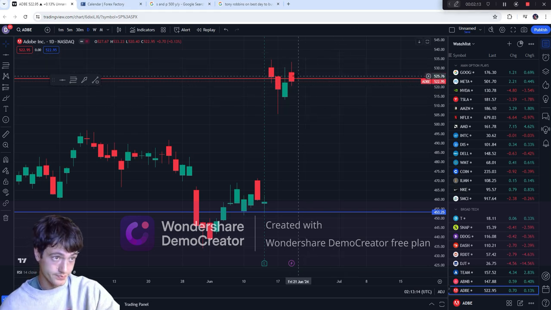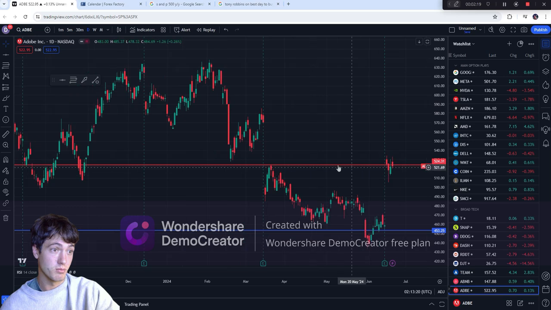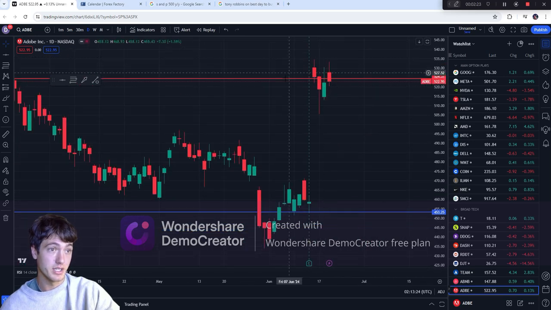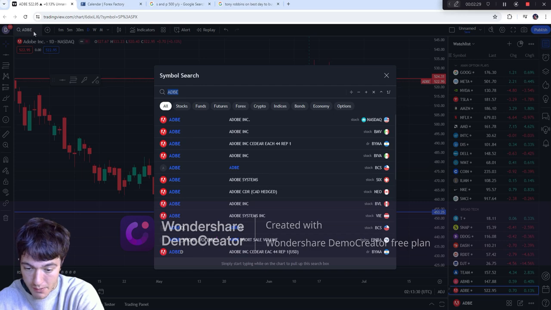So just keep your eye on Adobe. If we start breaking these resistance levels here fully, then you can see some more upside, right? So just keep your eye on Adobe. It's been stalled out ever since that earnings, so we want to see which way it actually wants to go. Let's go to PayPal.